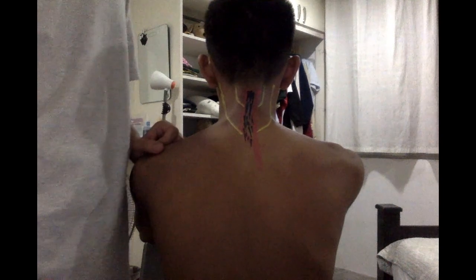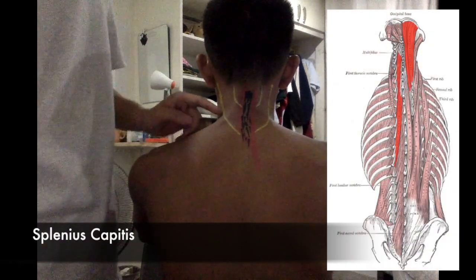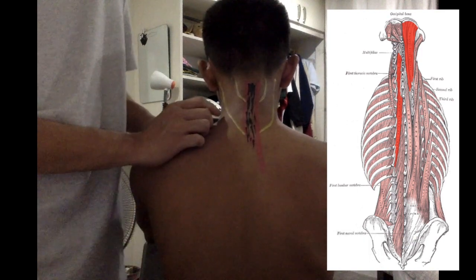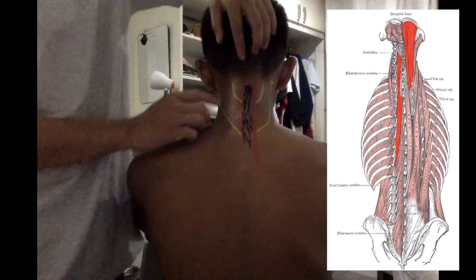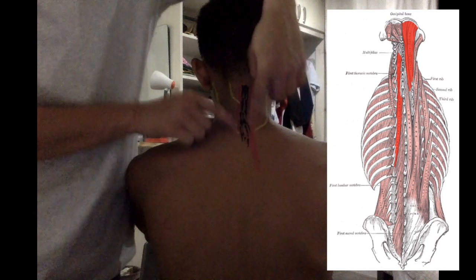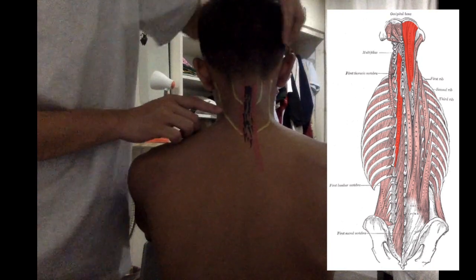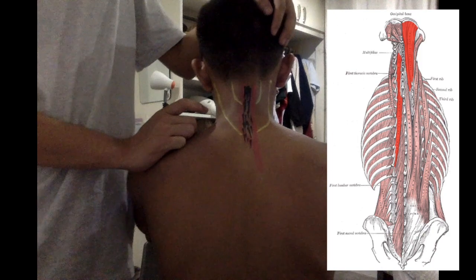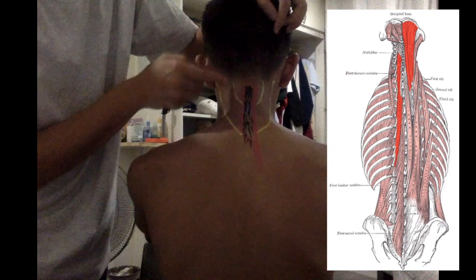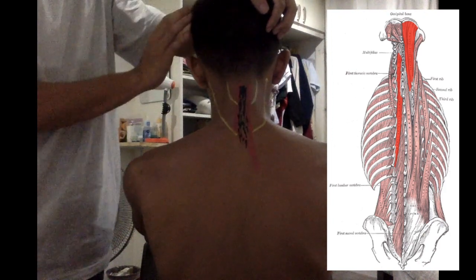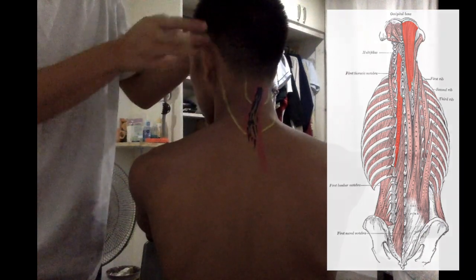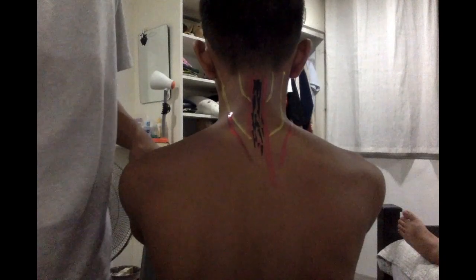Here we have the splenius capitis muscle. As you can see, it's marked by the yellow region. Its origin is in the nuchal ligament and spinous process of C7 to T3. So, its origin here, C7 to T3, spinous process. And its insertion can be found at the mastoid process of the temporal and occipital bones. So, the occipital bones here, its insertion, and the temporal bone, right here. So, here, around this area.